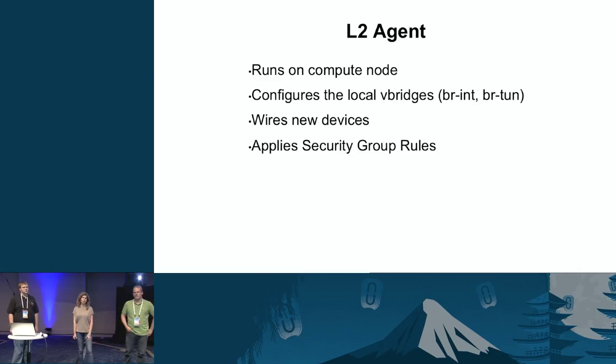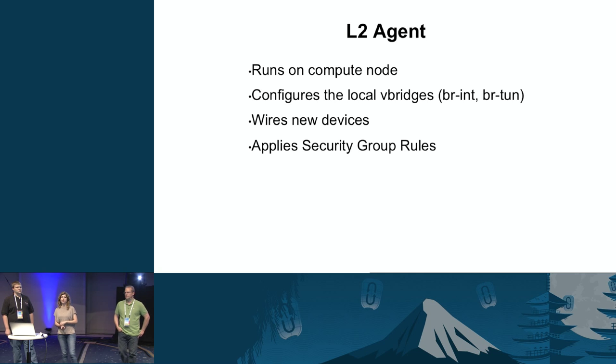The L2 agent is also in charge of applying security group rules, which are firewall rules, and in Neutron are implemented using iptables and ipset.